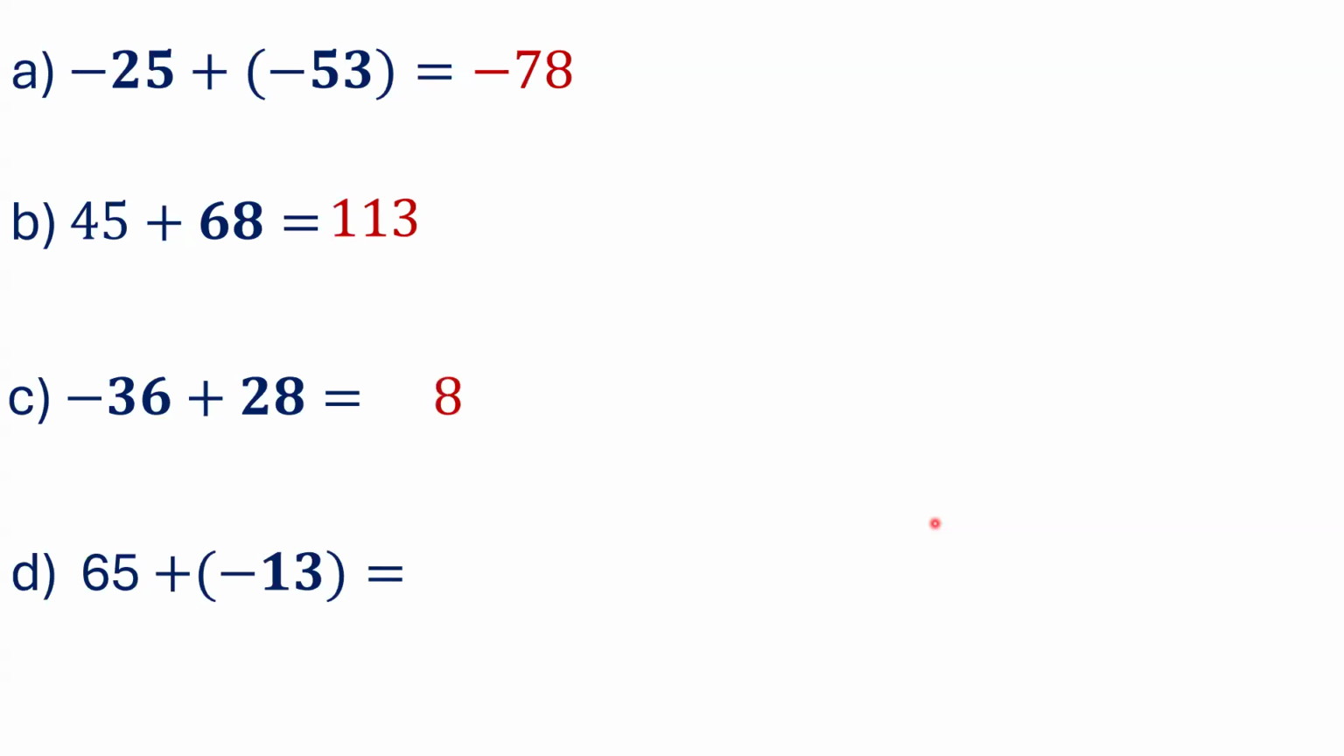C, one of the numbers is negative and one positive. I'm subtracting 36 minus 28, which is 8. And look at the bigger absolute value. 36 is bigger than 28. 36 is negative. So the answer will be -8. For number D, I will subtract 65 minus 13, and the answer will be 52. And the bigger absolute value is 65. So the answer will be positive.